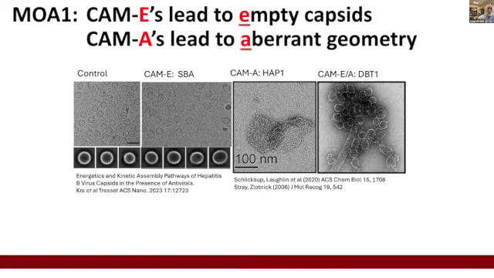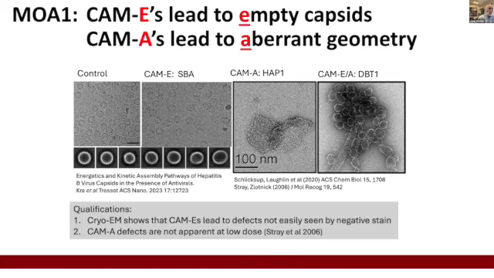This is nothing nearly as florid as what a CAM-A will do. A CAM-A, like a HAP, favors hexagonal sheets and can lead to huge, monstrous things. Dibenzothiazepines have been identified as CAM-Es and CAM-As, depending on the author, really. But one can see that excess DBT1 leads to tubes and conical particles. So this classification has to be qualified. Cryo-EM shows that CAM-Es lead to defects not easily seen by negative stain, and CAM-A defects are not always apparent when the CAM-A is added at a low dose.